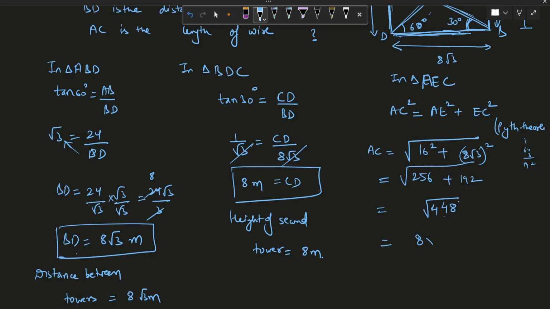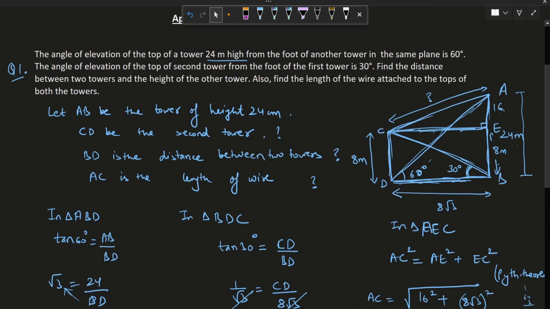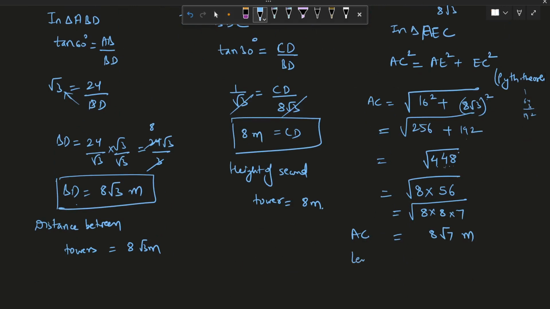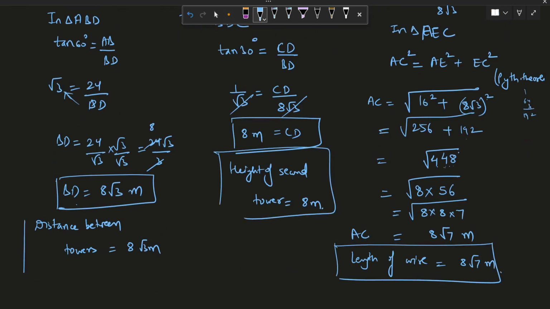So 8 fives are 40 and 8 sixes are like this. Now what else will you get? 8 into 8 into 7. So what are you getting over here? 8 root 7 meter. That is the length of the wire. So you got the length of the wire also, 8 root 7 meter. So I got the three answers that I was supposed to calculate.